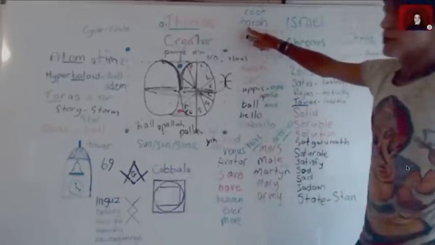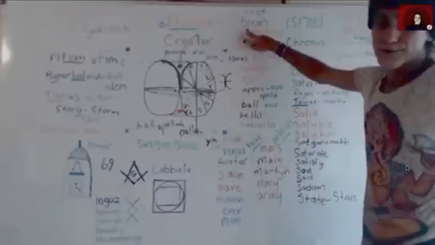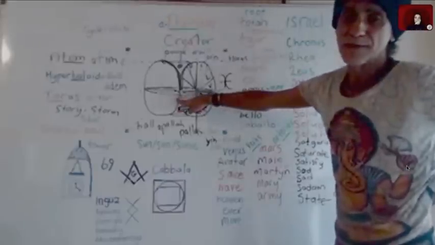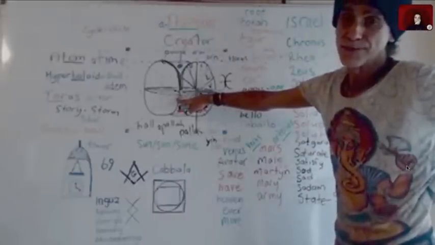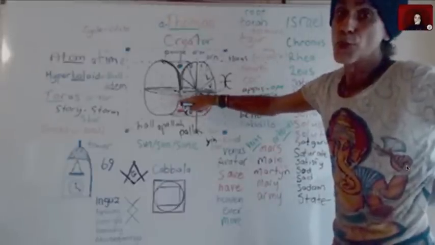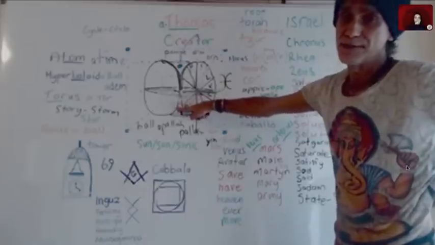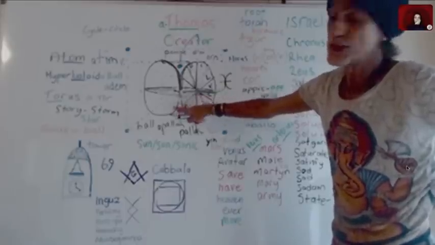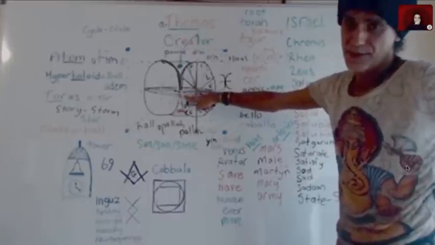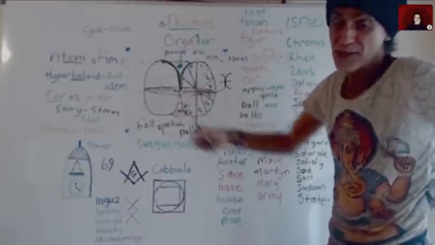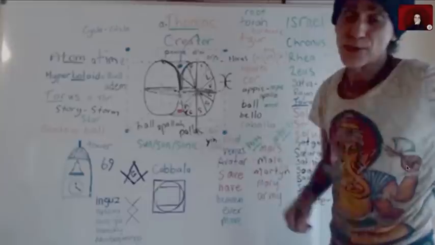So, Tor is also backward for root. This is the root cause of everything. The Tor, the root. The Tori, the tree of life. The Toruth, the truth of life. The Torah must be truth because it's the same word. So read the Torah.